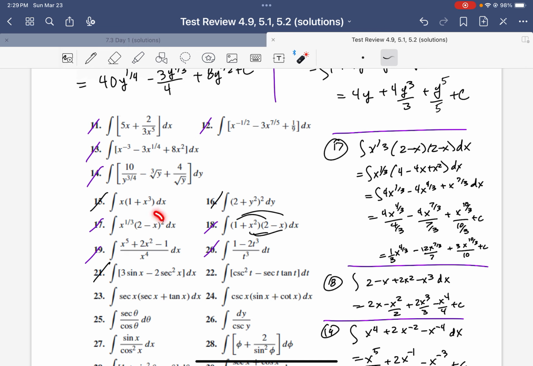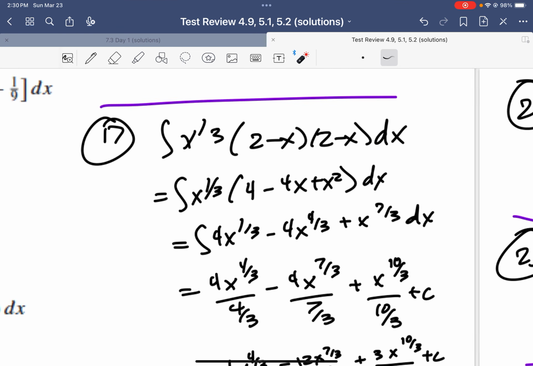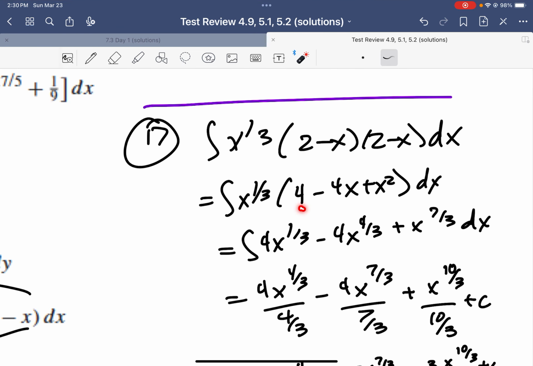17, again, you cannot distribute this in because only linear functions do that. You actually have to multiply this out here and then distribute this in. So multiplying this out, we get 4 minus 4 plus x squared. Distributing this in, we get this, that, and if this is 6 halves, no, we want the same as 2. So that's 6 halves. No, only in thirds. So yes, it'll be 6 thirds.